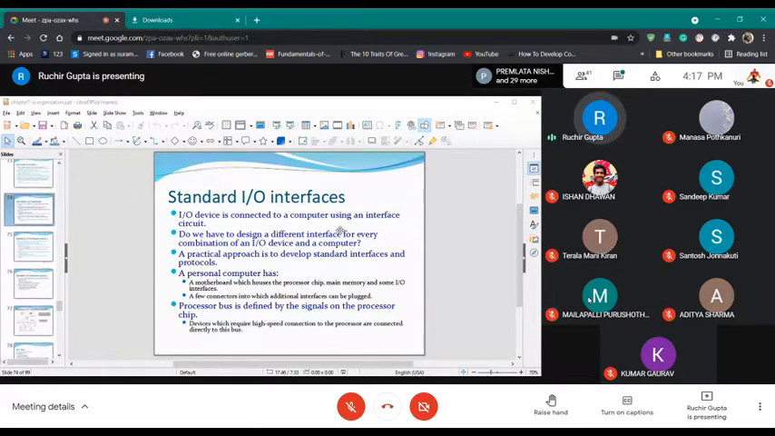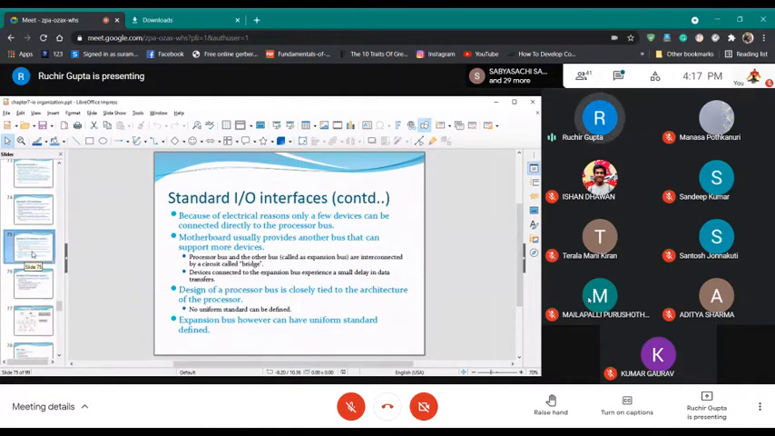So we said that we already discussed serial and parallel interfaces, and then we concluded that we have to design a different interface for every combination of I/O devices and computer, and that's really a complicated thing to do. And further, we want the devices to be connected directly to this bus, so that they can get a better speed. But because of electrical reasons, that is not possible. So then the idea that comes is the PCI bus. This much we have already discussed.